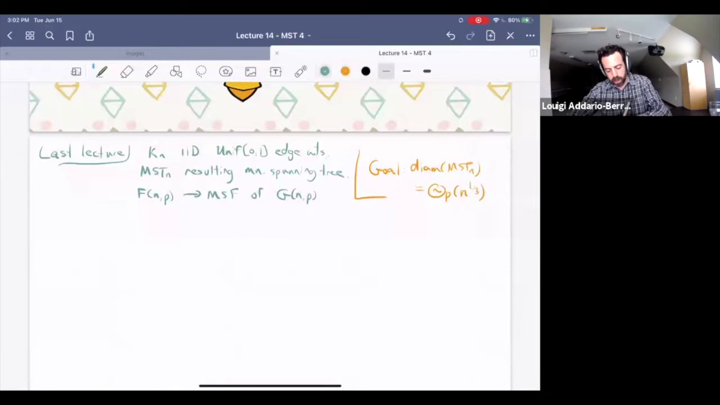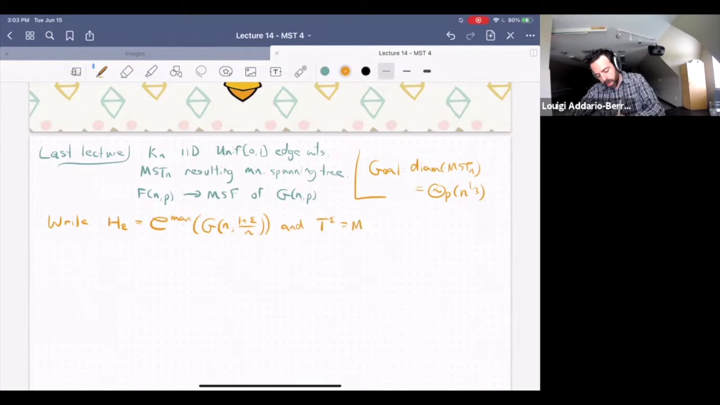So what we'd seen so far is that, I'm going to give myself a bit of notation, which I didn't use last lecture, but which I'll use quite a bit today. If I write H epsilon for the largest connected component of the graph G(N, (1 plus epsilon)/N), and T epsilon for its minimum spanning tree. This is the component of the minimum spanning forest which has the same vertex set as H epsilon. So this is going to be a subtree of the eventual minimum spanning tree.